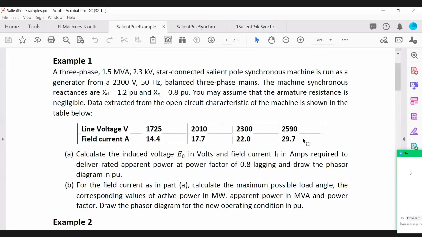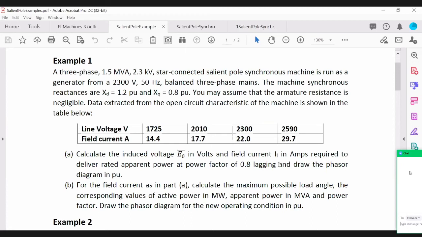The first part, they've asked us to determine the induced voltage under a certain operating condition, and they've specified rated apparent power. So basically it's operating at 1.5 MVA and 0.8 lagging. They've asked us to draw the phasor diagram in per unit and also determine the field current, IF.